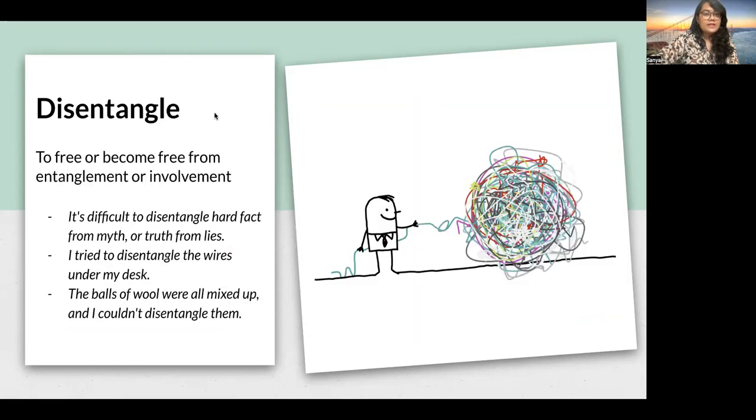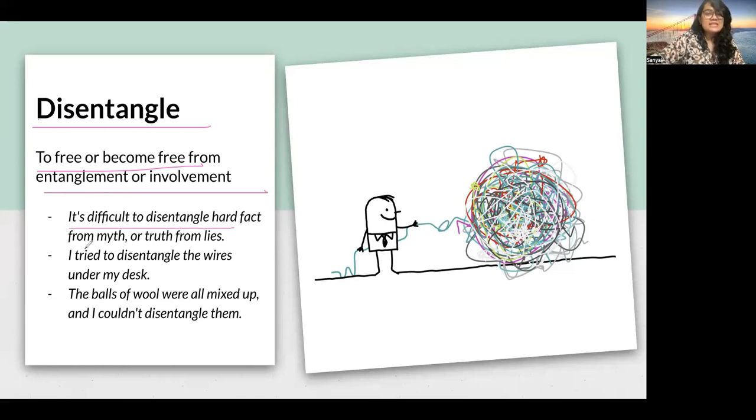All right, let's look at our next word, disentangle. Reminds me of my favorite movie, Tangled, right? So disentangle. Entangle means to cause a messy, let's say, connection of things. When things get stuck together, they are entangled, right? For example, this ball of thread, it's all entangled, right? Different colored threads are all entangled. So to free this entangled ball of thread would mean to disentangle it. To free or become free from an entanglement or involvement.